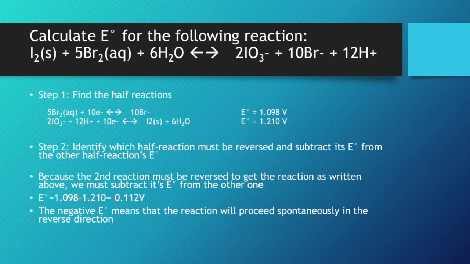And the second half reaction is found below, and that has a standard reduction potential of 1.21 volts. Now we have to determine which half reaction must be reversed to fit into the original reaction equation.